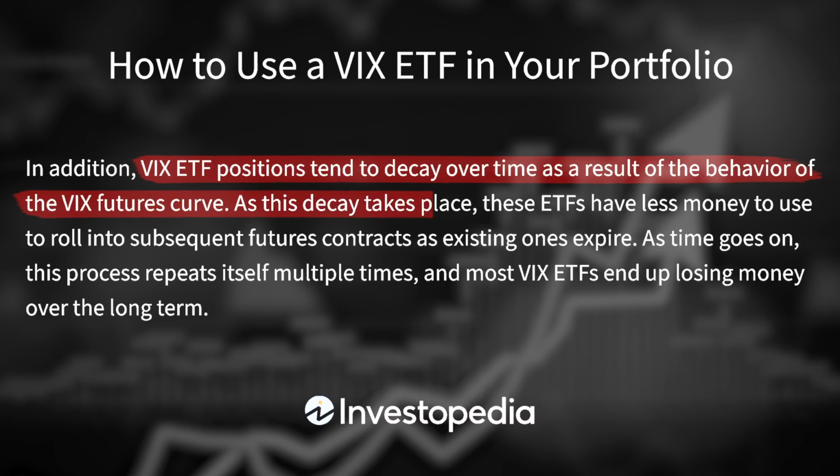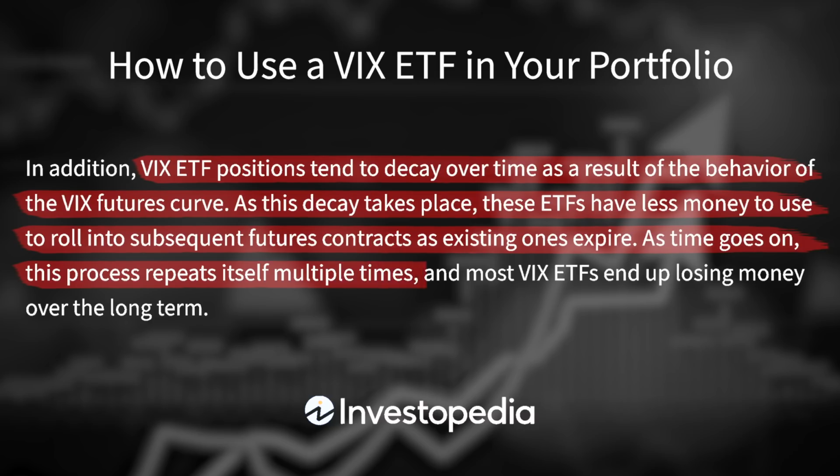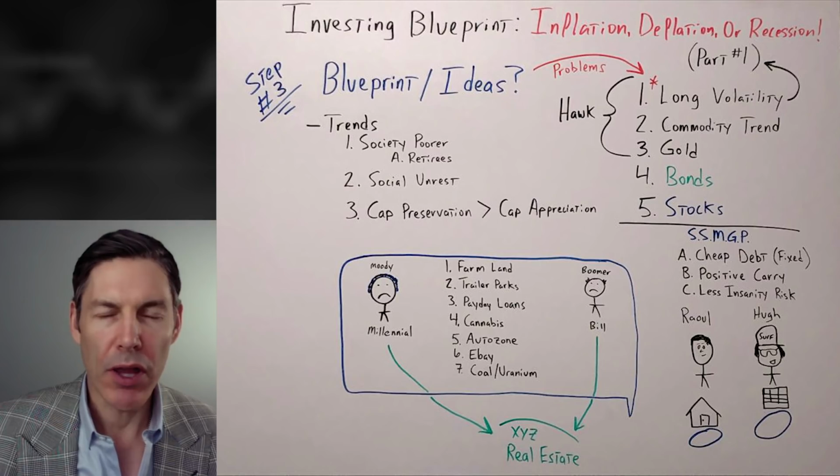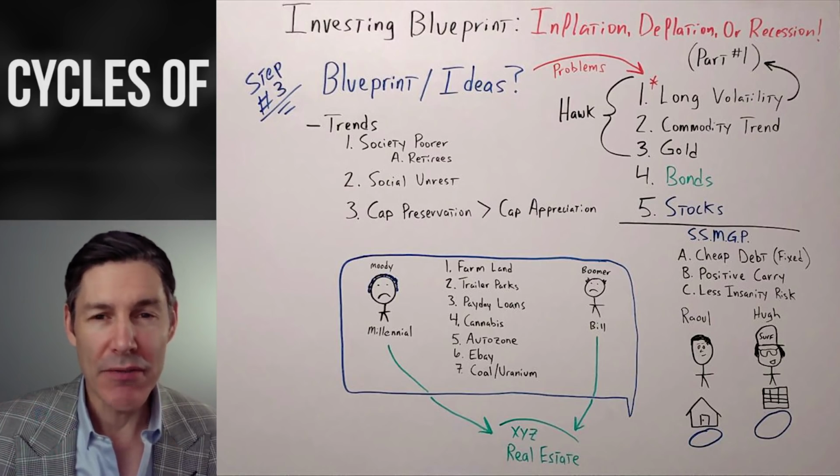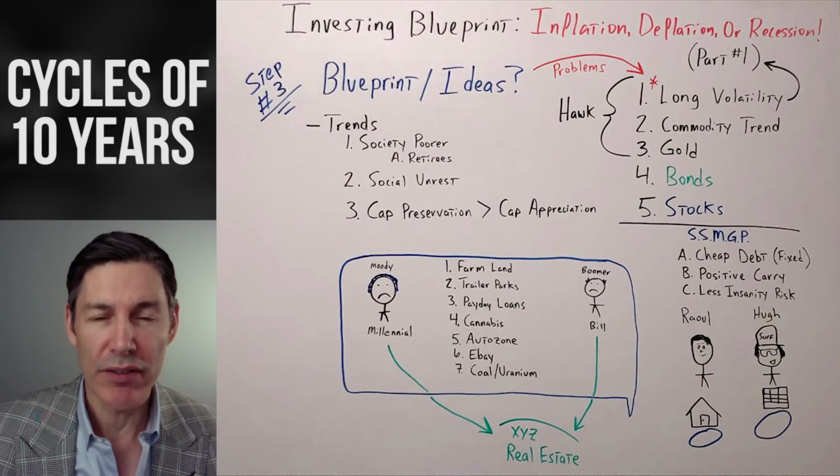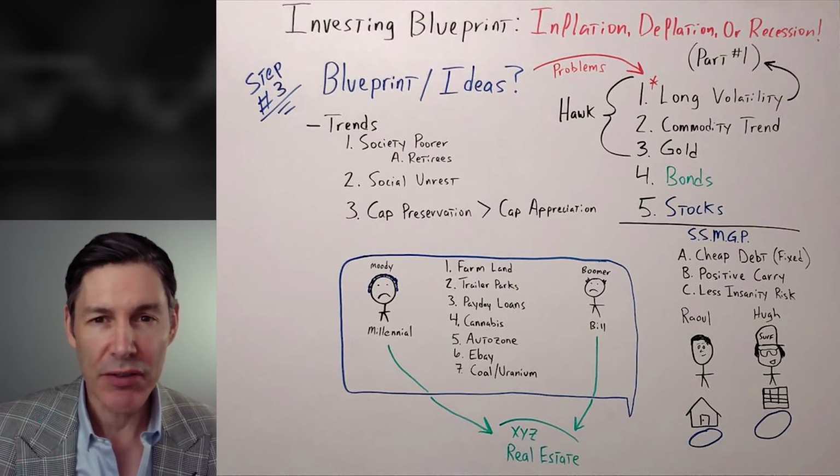As this decay takes place, these ETFs have less money to use to roll into subsequent futures contracts as existing ones expire. As time goes on, this process repeats itself multiple times, and most VIX ETFs end up losing money over the long term. And since we're looking at our portfolio in cycles of a minimum of 10 years, we definitely don't want something that's going to have a negative carry.